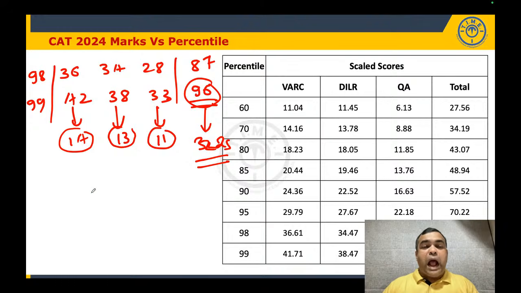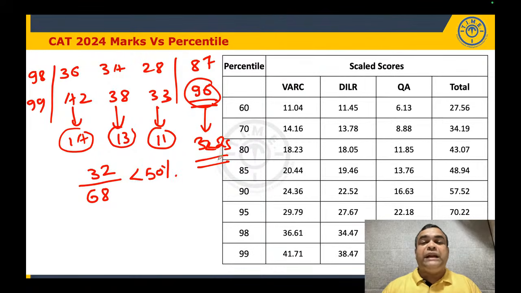So can you understand, out of 68 questions, if somebody got net 32 questions correct, that's less than 50%. So with a less than 50% score, you could have scored a 99 percentile. If somebody got 99 percentile in last year's CAT and is among the top 1% people in CAT, that person has just scored around 50% overall. So the net score is around 50%. That's the simple meaning of this data. Is that part very, very clear?